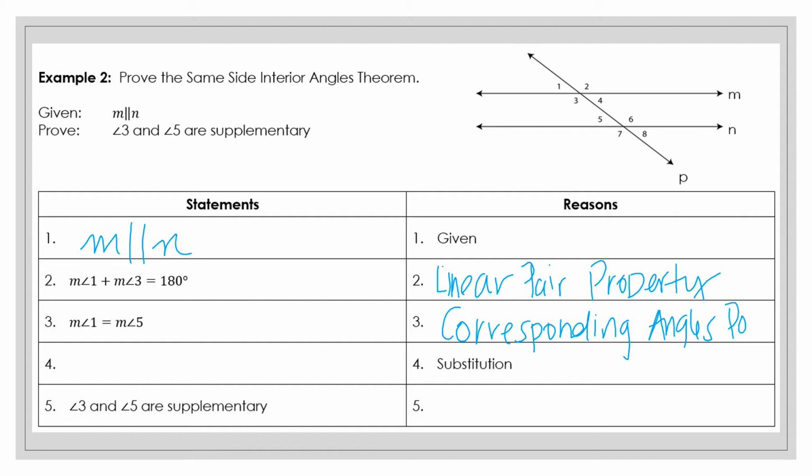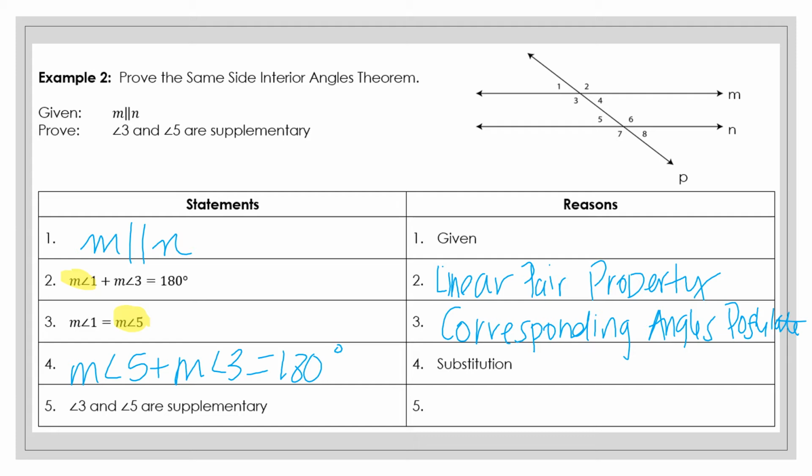I'm going to run out of room. Squeeze it in there. Okay. So now what I'm going to do is replace the measure of angle 1 with the measure of angle 5. So the measure of angle 5 plus the measure of angle 3 equals 180 degrees. That's substitution because I replaced the measure of angle 1 with the measure of angle 5.